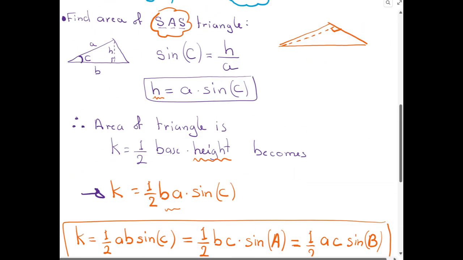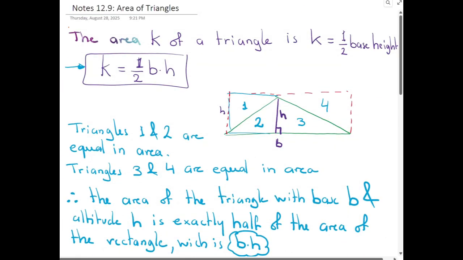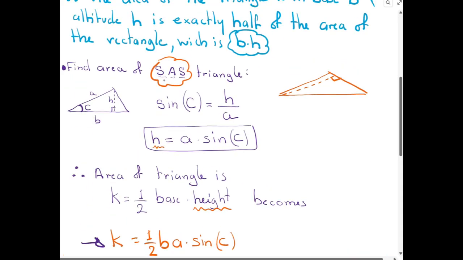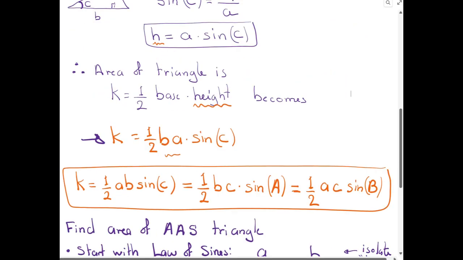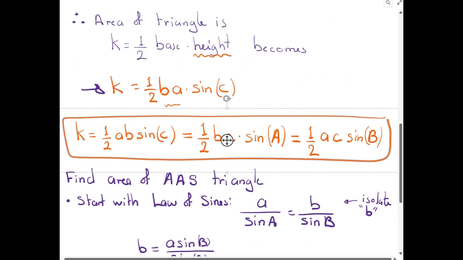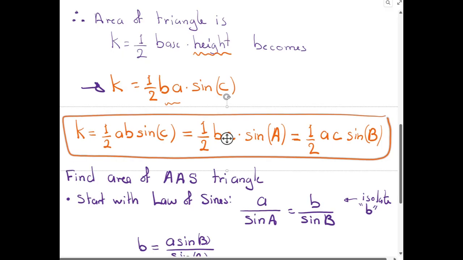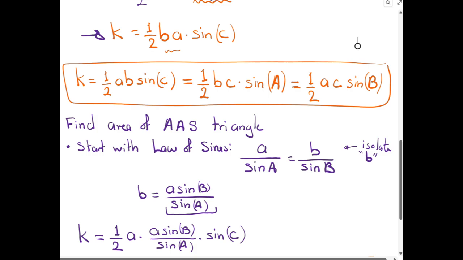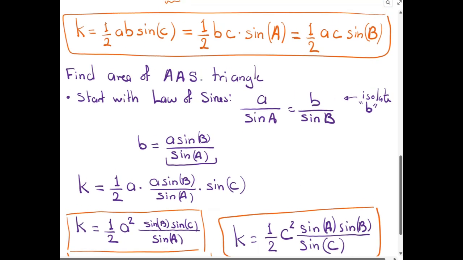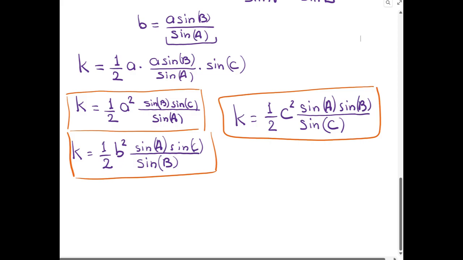So again, very basic one that you learned in geometry, 1/2 base times height. When you need to put some trig functions in there, you're going to have a side angle side triangle. You want to rewrite this H as a sine C, and then that's going to become those three formulas. And then if you have an angle angle side triangle, then you're going to use those three formulas, because you will have an angle and an angle on the side, so you're going to put those in there.